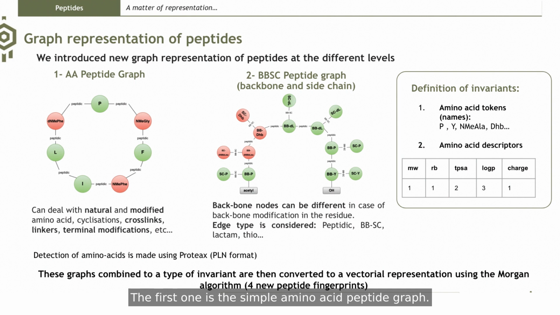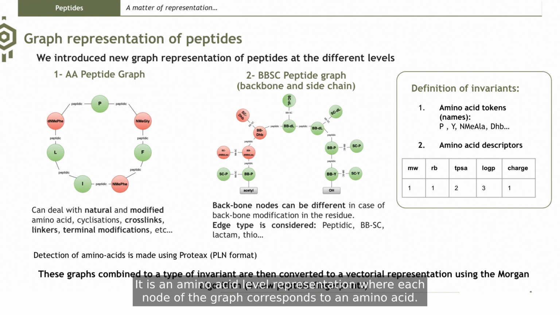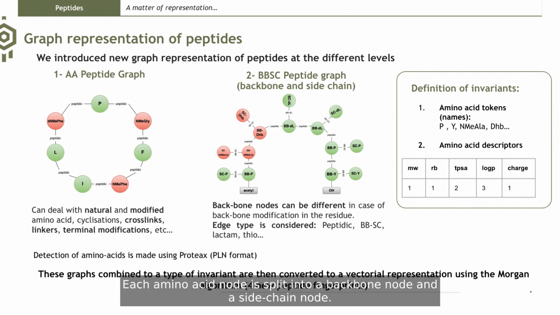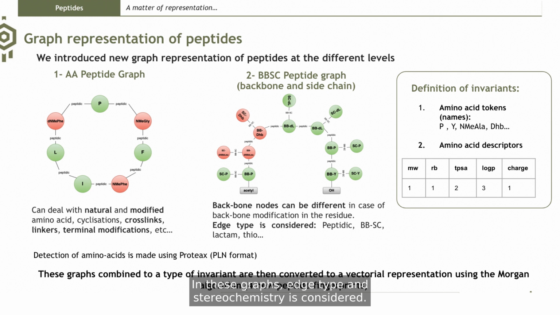The first one is the simple amino acid peptide graph. It is an amino acid level representation where each node of the graph corresponds to an amino acid. The second one is the backbone sidechain peptide graph. Each amino acid node is split into a backbone node and a sidechain node. In these graphs, edge type and stereochemistry is considered.